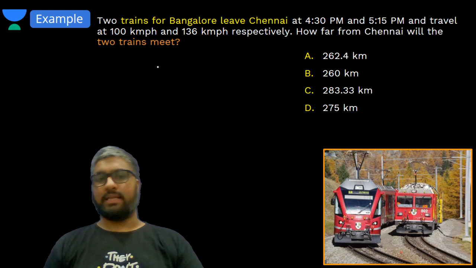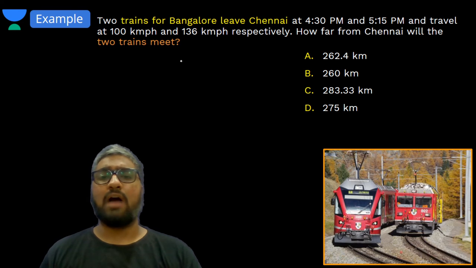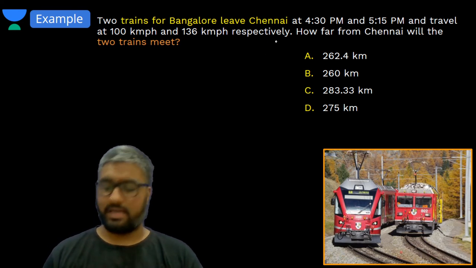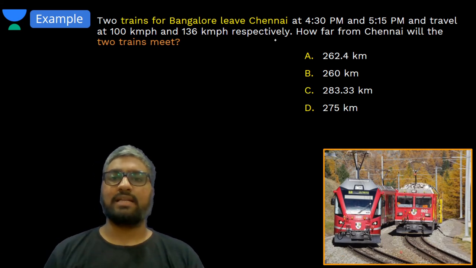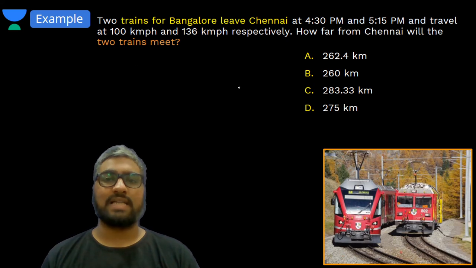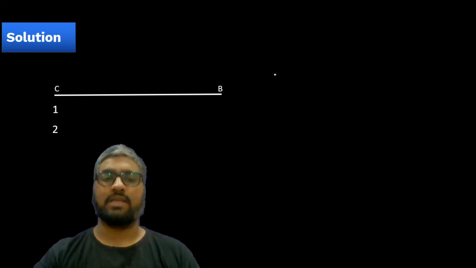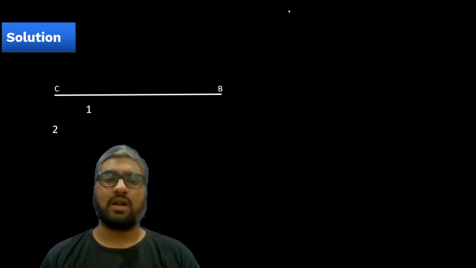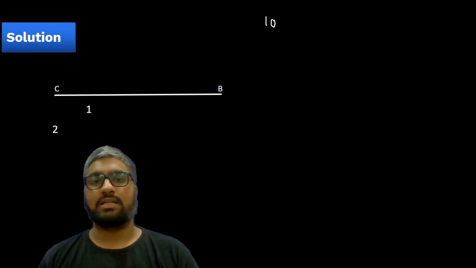Okay, so here what do we need, right? We need to know how far they have reached from their destination. First things first, how far has the first train reached? The first train starts from Chennai to Bangalore. How much distance does it cover is the question. So it travels for how long? From 4:30 to 5:15 is 45 minutes, right? So at 100 kilometers per hour, traveling for 45 minutes, the distance covered would be how much?